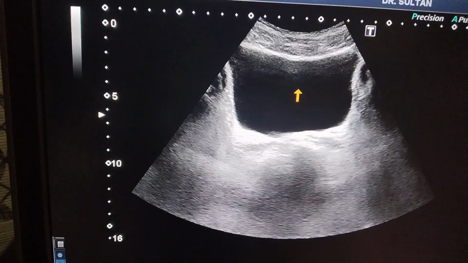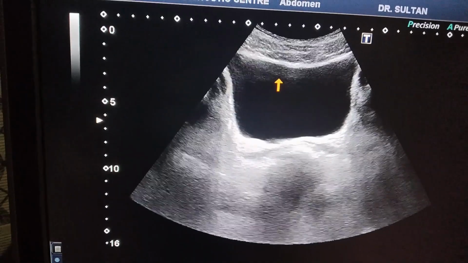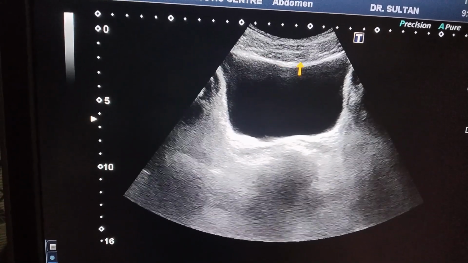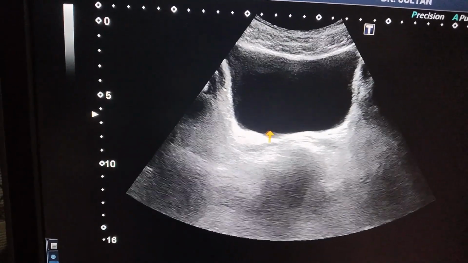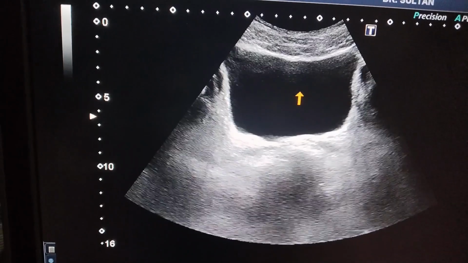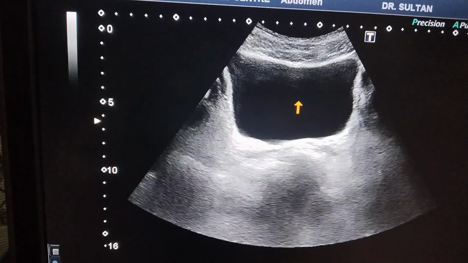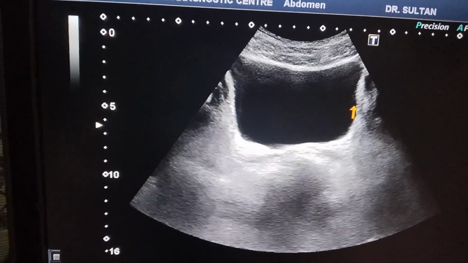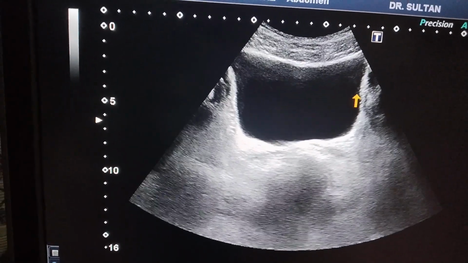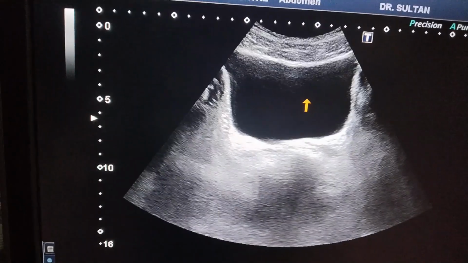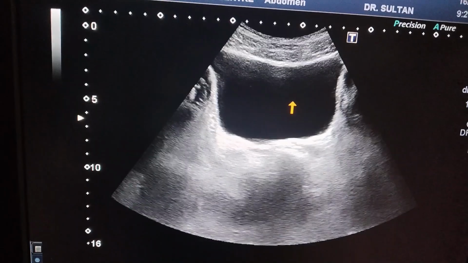When we have placed the probe in the transverse direction, we can appreciate this is the anterior portion, so we call it the anterior wall, and this is the posterior portion, the posterior wall. Then there is the lateral wall on the right side, we call it the right lateral wall, and then the left lateral wall. So these are the walls of the urinary bladder. Usually we can see them easily when the bladder is fully distended or adequately filled.